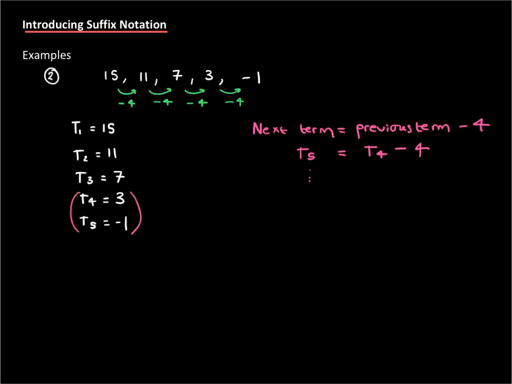So again, let's generalize this. What if we pick a particular term and call it Tn? Again, the term that comes after it will be Tn+1, and Tn+1, the next term, will equal the previous term take away 4. So again, here is my iteration formula.